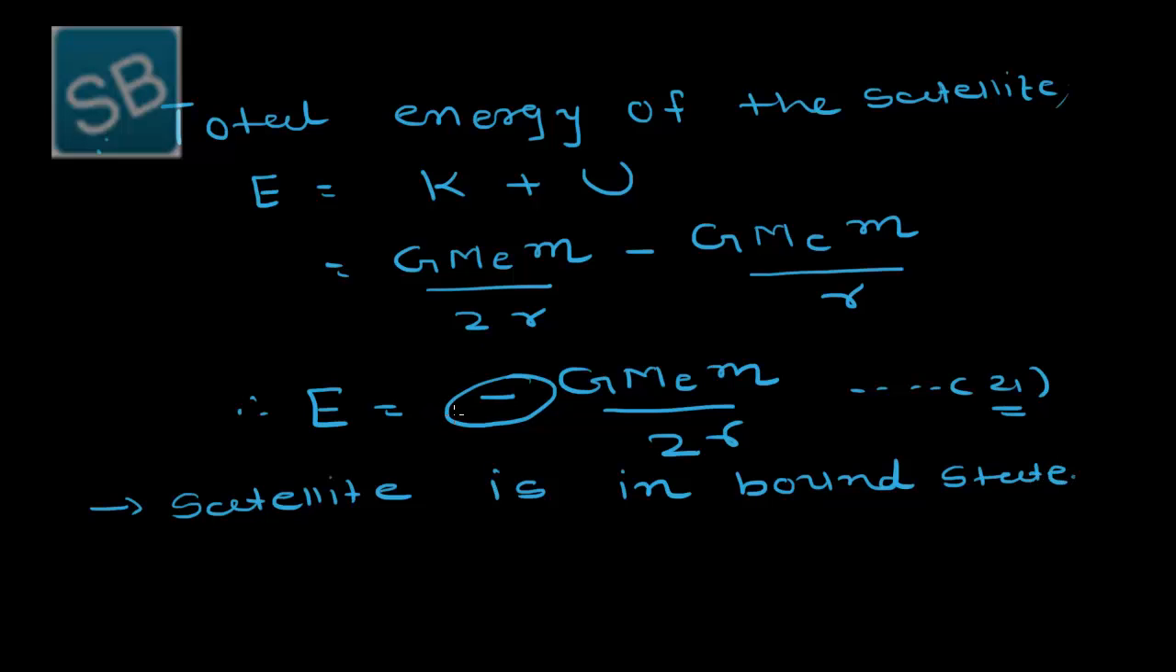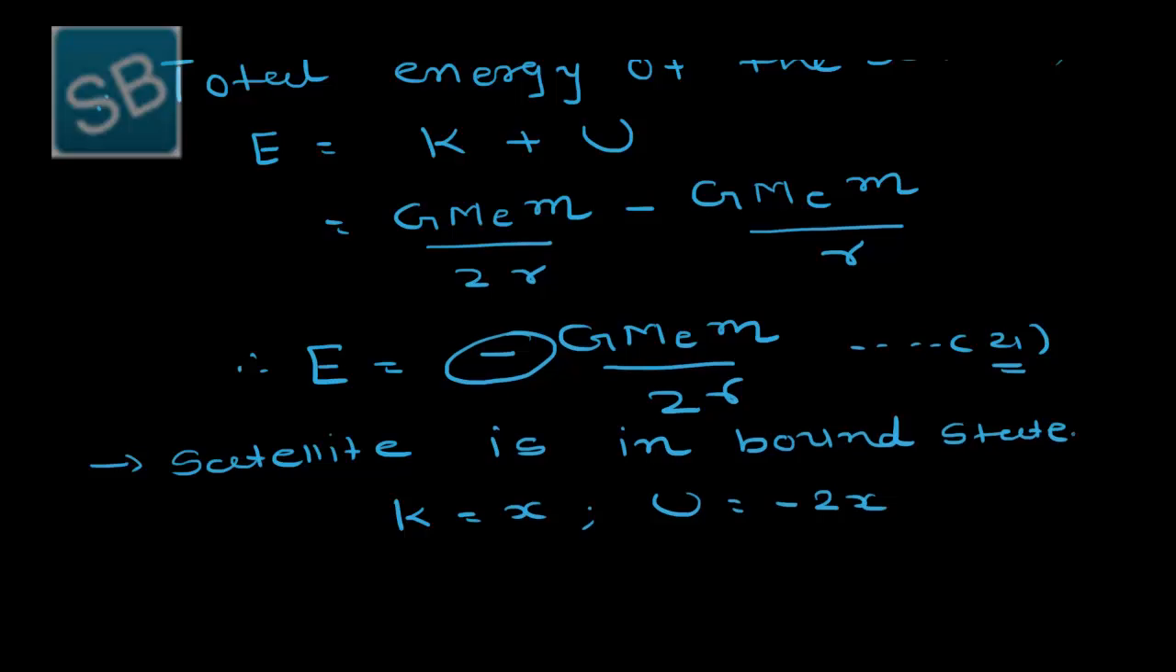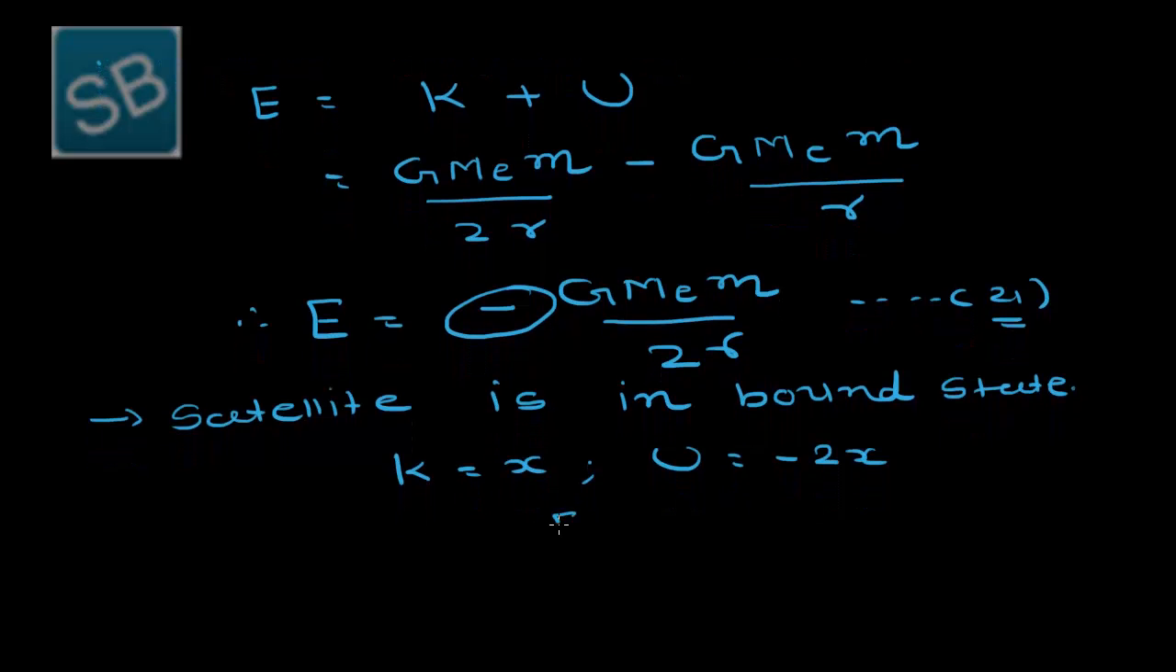And we can say from the equations that if the kinetic energy of the satellite is x and the potential energy is minus 2x, then the total energy will be minus x, because E is equal to K plus U. So it is minus x, and hence its binding energy is also equal to x by this negative sign only. Now we will study the time period of the satellite.